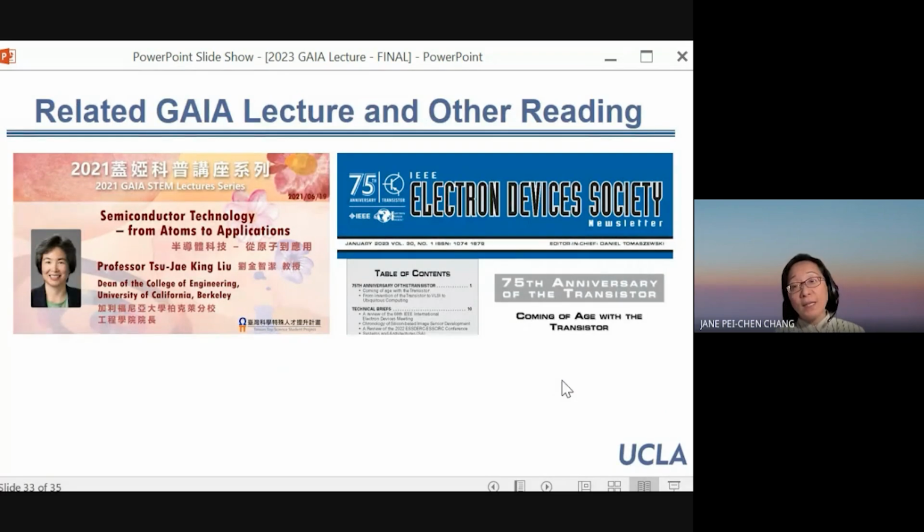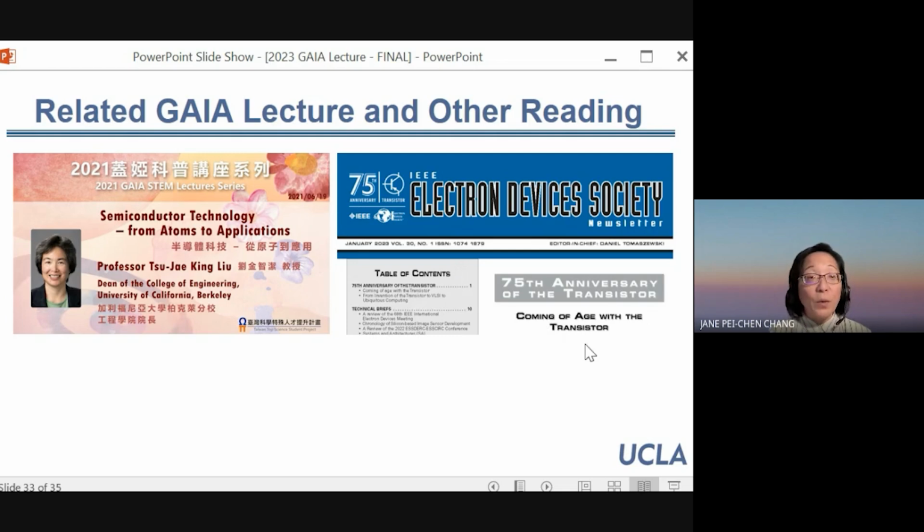And if you're interested in this talk, I would like to point out that there is another related lecture that was given by Professor Soo-Jae Kim, where she was talking about semiconductor technology, but really more on the Tri-Gate device that she invented. And I also wanted to point you to this newsletter. This was published earlier this month as the IEEE celebrated the 75-year anniversary of the transistor. It's a very interesting read if you're interested.